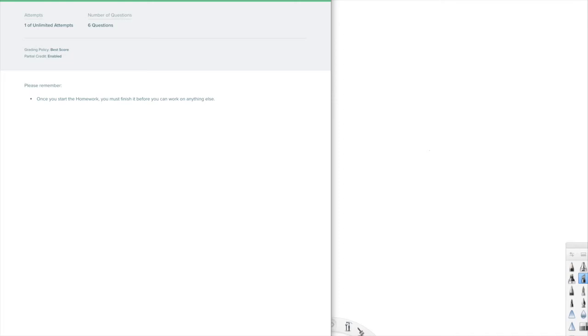Welcome to Chapter 12, Section 5, Proving Triangles Congruent with Angle Side Angle and Angle Angle Side, which are shortened to ASA and AAS. This is for Integrated Math 1 or IM1.